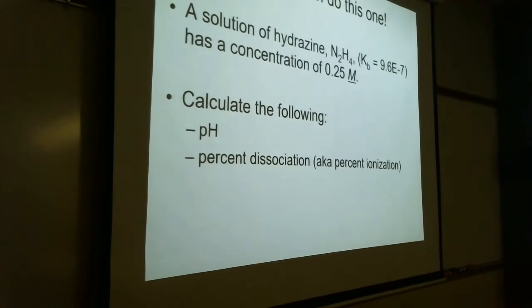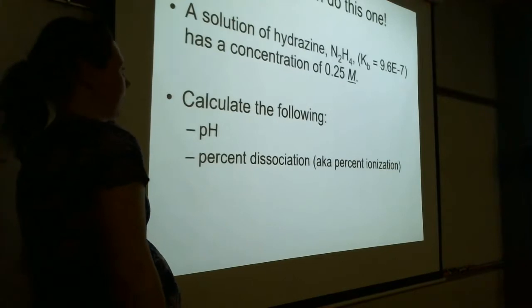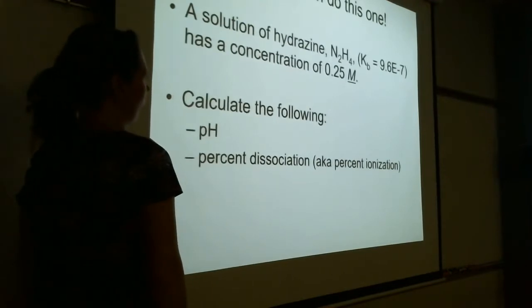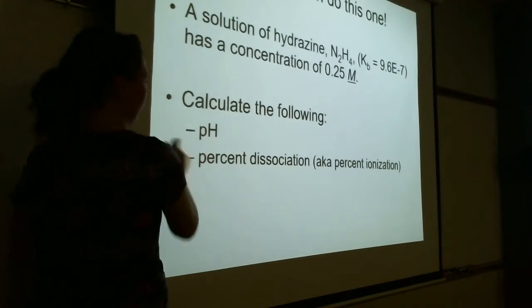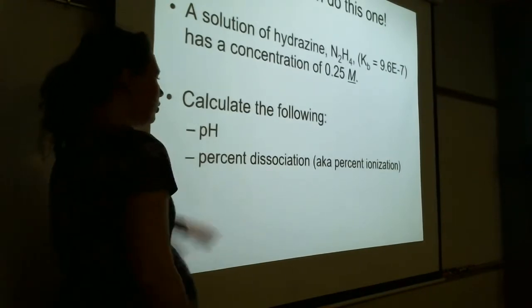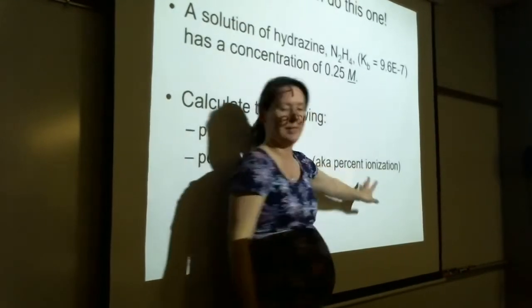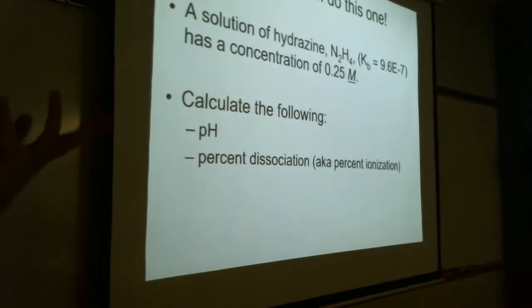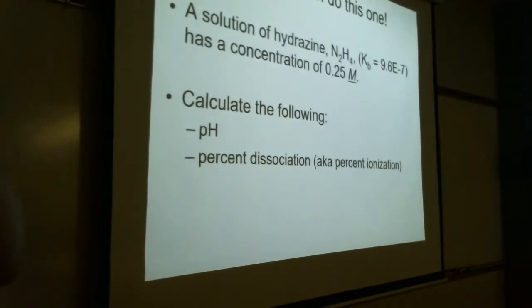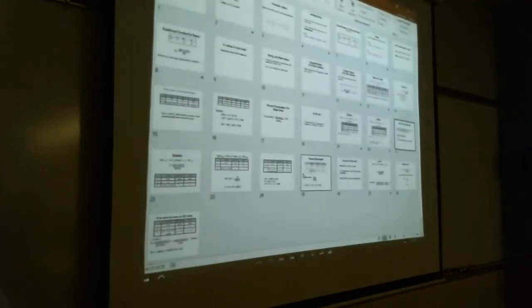You've got a hydrazine solution, and there's its Kb, and you know that its molarity is 0.25 moles per liter. I want to know the pH, and I want to know percent dissociation. And just FYI, if you ever see percent ionization, it's the same word, so don't let that throw you off if you see it in your homework or if you're reading online or whatever, right? Percent ionization, it's the same thing as percent dissociation. Let's try this one.